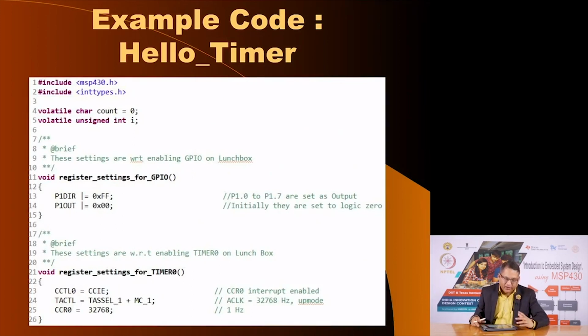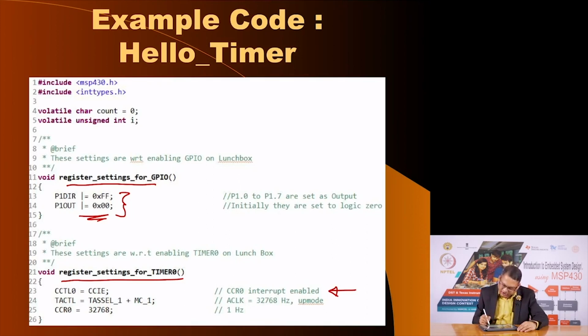So, here in this program we have certain registers and certain subroutines. This subroutine simply determines that all the pins of port 1 should be set as output and their initial value should be set to 0, so that when you turn on, the values will be 0. Here we are choosing the various modes of timer 0. We are saying that we want to generate an interrupt on capture compare register 0.